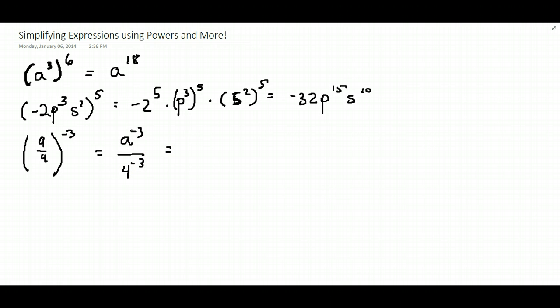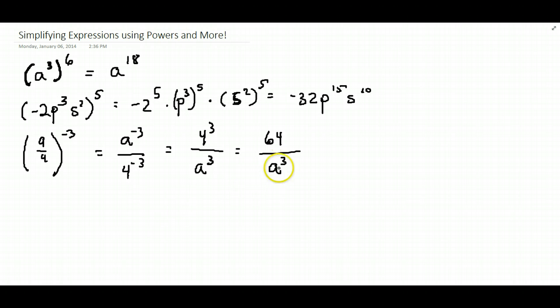Now we have a negative on both of those, so we flip them over. So we get 4 to the third power over a to the third power. On our numerator, we have 4 raised to the third power, so we need to evaluate that. And 4 to the third power is 64. So our final solution is 64 as our numerator over a cubed.